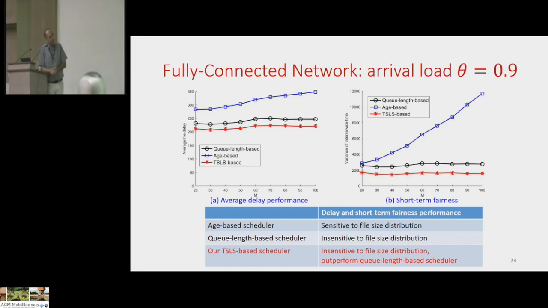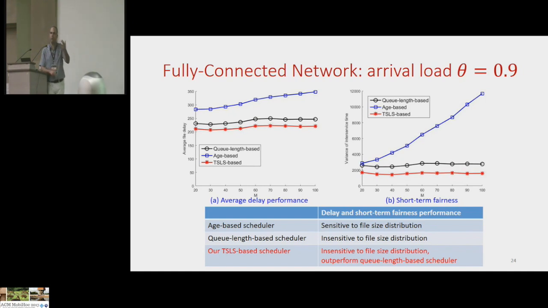Here the x-axis is the burstiness of the files. As the burstiness of the files increases, for a load of 0.9 in this case, what we do see is that our policy, the time since last service, is very insensitive to this burstiness metric. This is for the average delay performance. The Q-length based one is also quite insensitive to it. The age-based one is more and more sensitive as the burstiness increases.